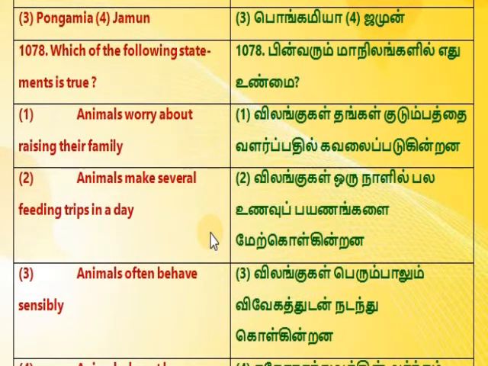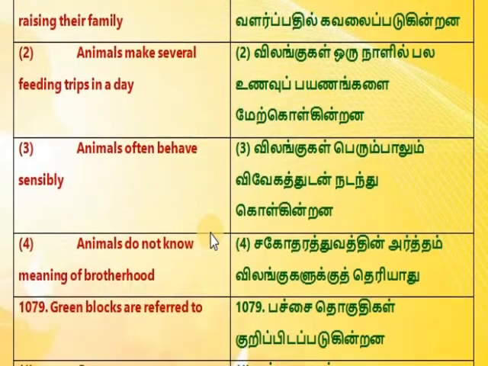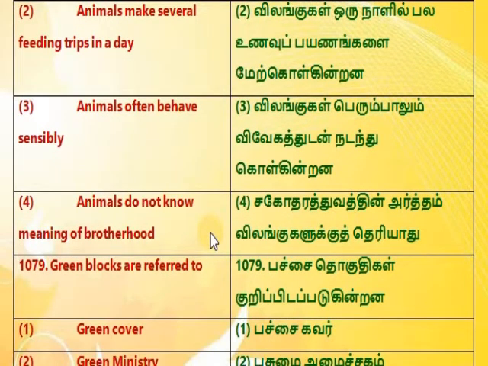1078. Which of the following statements is true? 1. Animals worry about raising their family. 2. Animals make several feeding trips in a day. 3. Animals often behave sensibly. 4. Animals do not know the meaning of brotherhood.